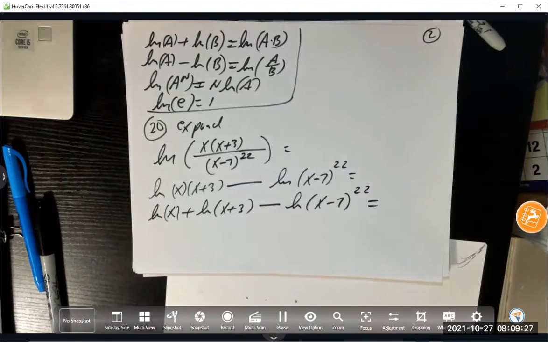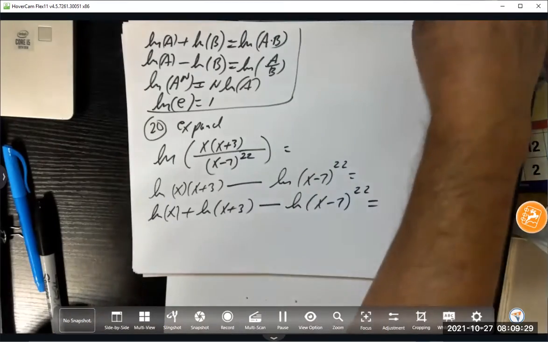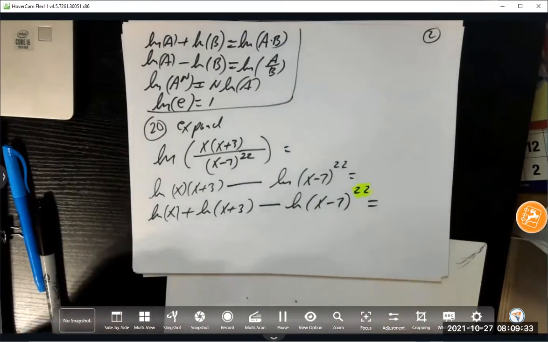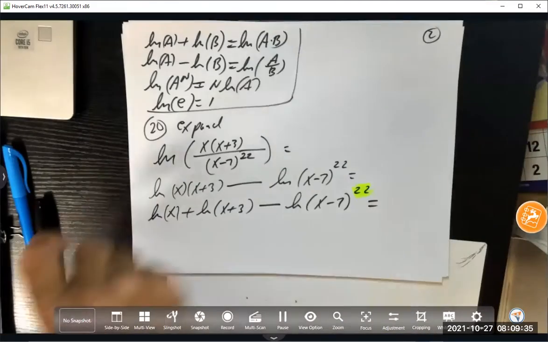And then one more step. What do you think the last step is going to be? What do you think you're going to do with this number here? This power thing has to go somewhere. Guess. Where do you think it goes?